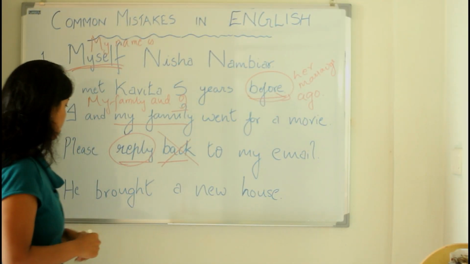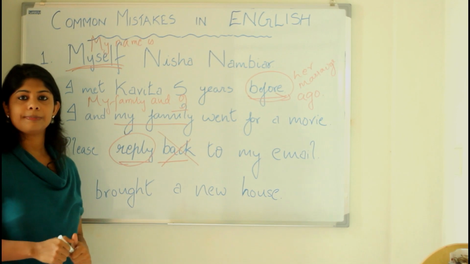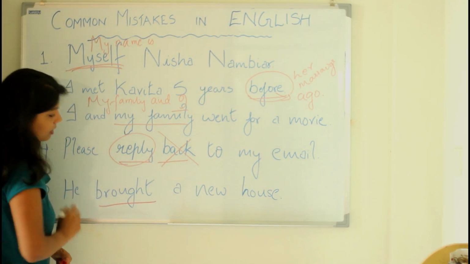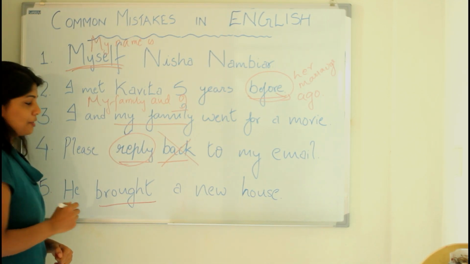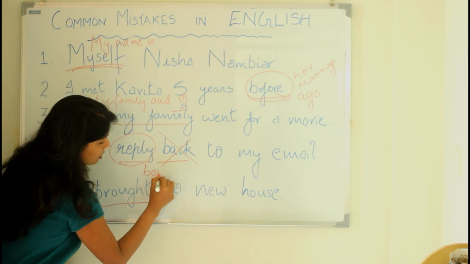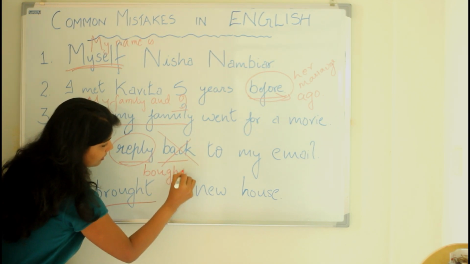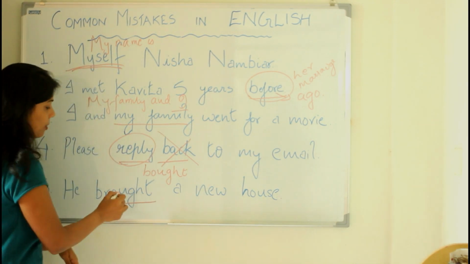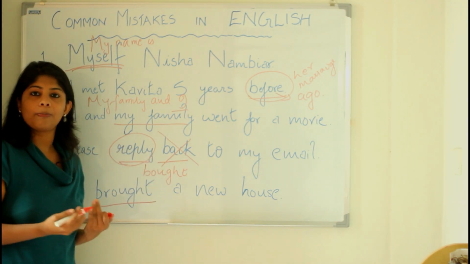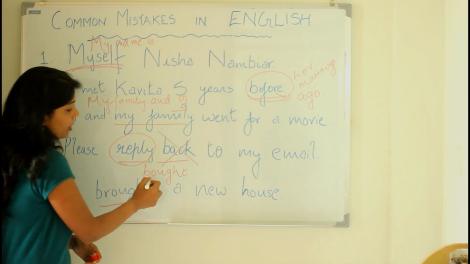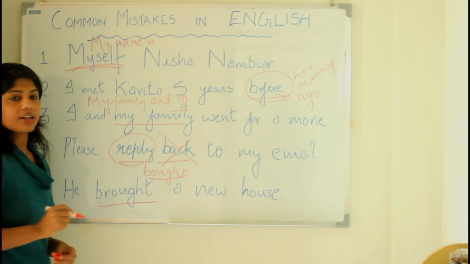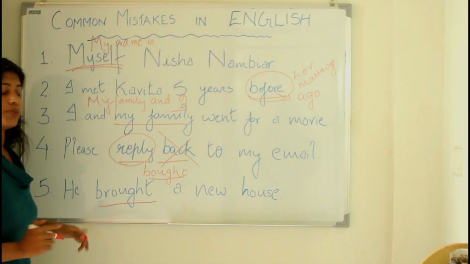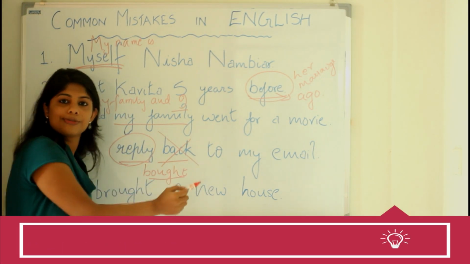The next sentence, he brought a new house. Here, the word brought sounds very similar to another word, bought. But these two words have totally different meanings. Here the word brought is the past tense of the word to bring, and the word bought is the past tense of the word to buy. Here the correct usage will be he bought a new house.